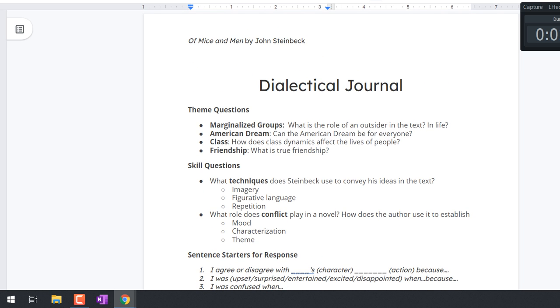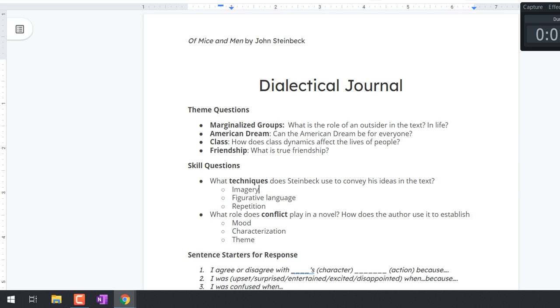Again, if you go to the top of your dialectical journal, I asked you to maybe choose a quote where it shows someone being marginalized. He's an outsider, she's an outsider, he or she is being mistreated in some way. Maybe a quote that talks about the American dream, about class, the rich versus the poor, about friendship. And I guess my quote would be more about friendship because it's George and Lenny.